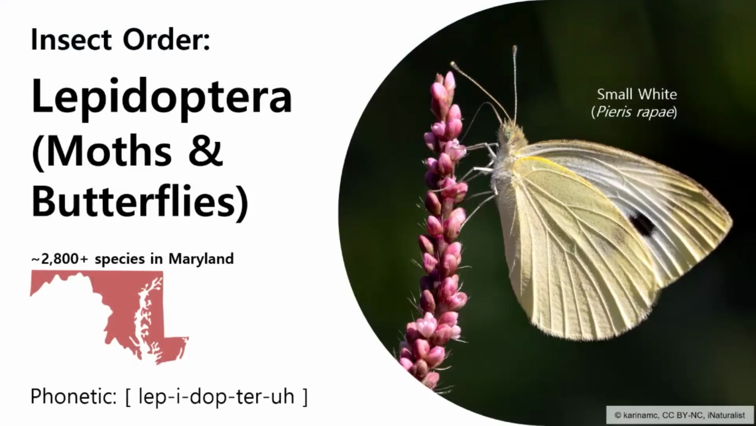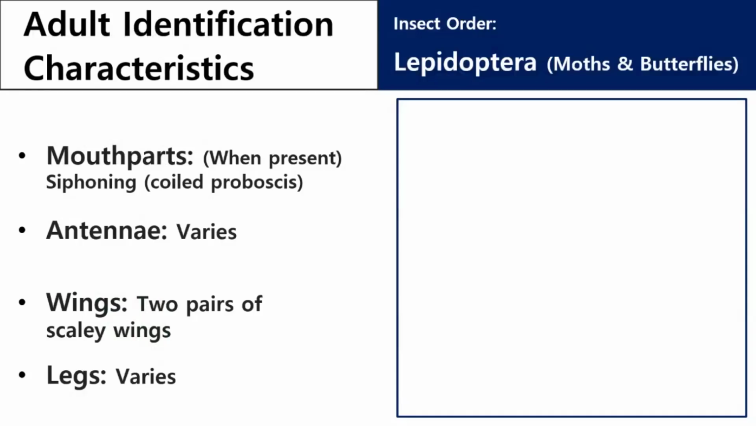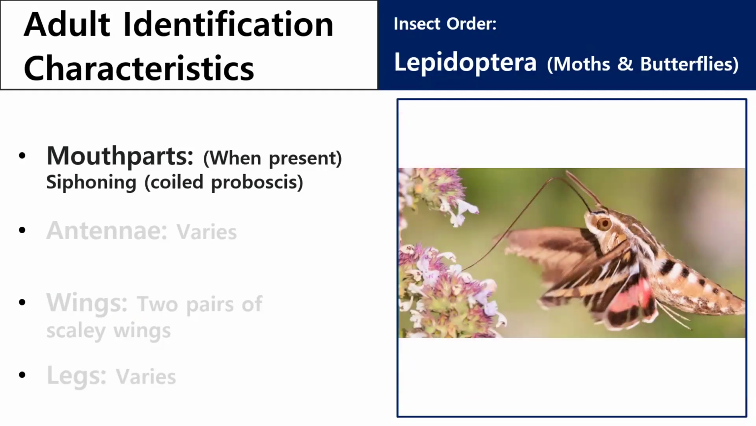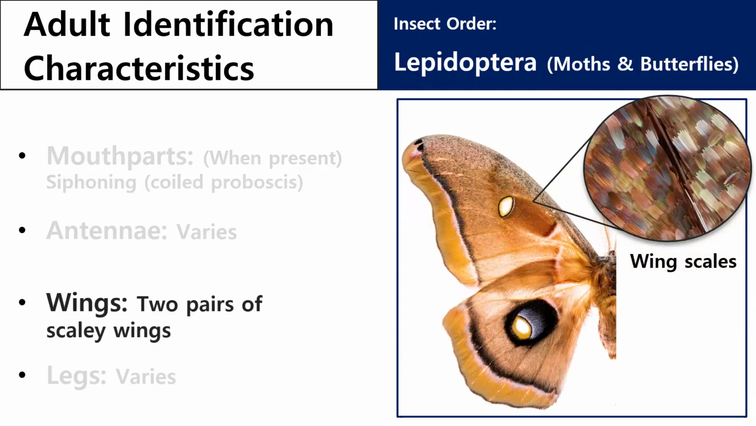Next, we have lepidopterans, our moths and our butterflies. Mouth parts, when present, are typically siphoning, where we have a coiled proboscis. The antennae can vary. For wings, we have two pairs of scaly wings, and the legs can vary. We'll take a look at that coiled proboscis with our example, one of our hawk moths here with that long proboscis getting some nectar. And then we can zoom in to see the scales on our wings.